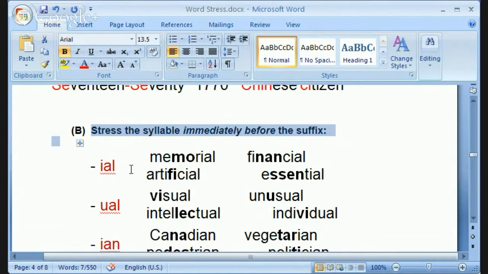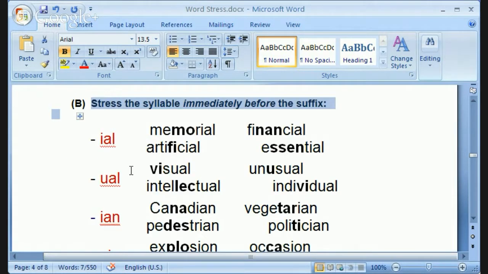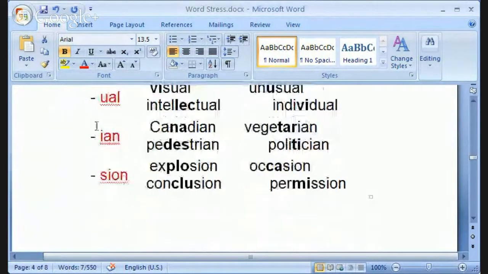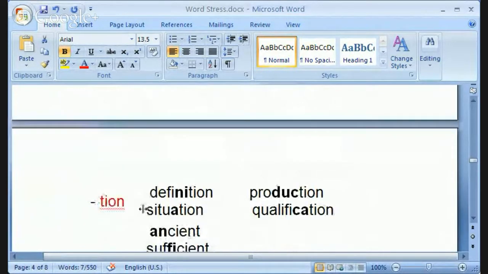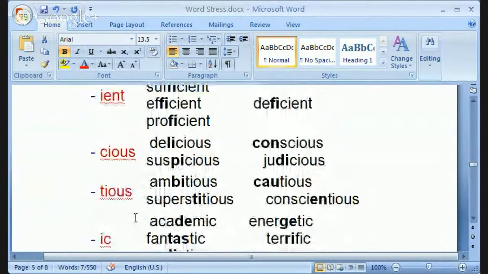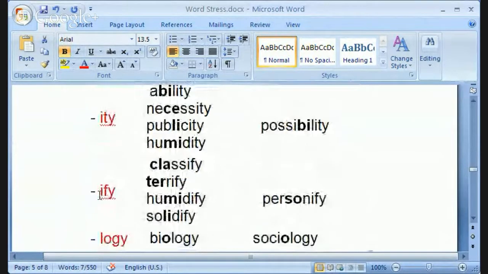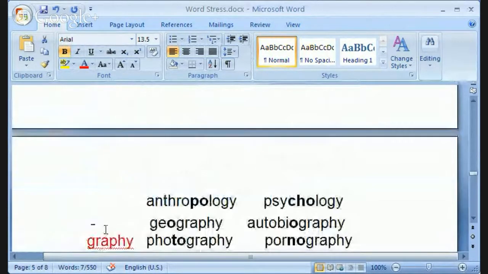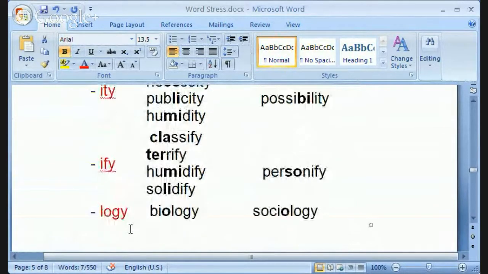And again, there are exceptions to this rule. It's not really a rule, it's more of a guideline. But if I was to give you a guideline to try to remember, let me read down the suffixes in the pronunciation: il, yul, ian, shun, shun, yent, shus, shus, ick, ibble, itty, iffy, ludgy, gruffy. Other than ludgy and gruffy, which end in y, the suffix is two syllables.